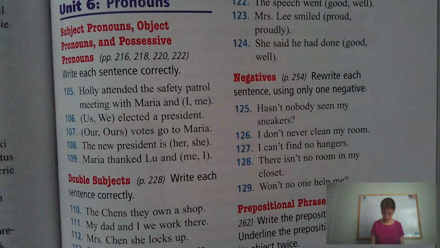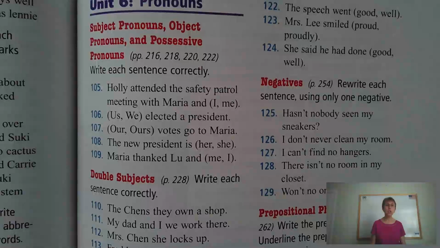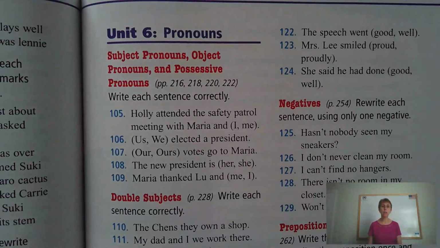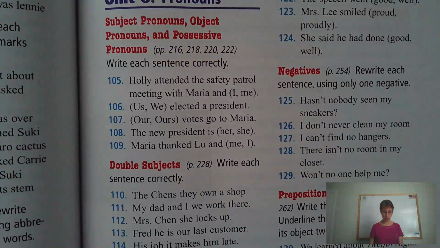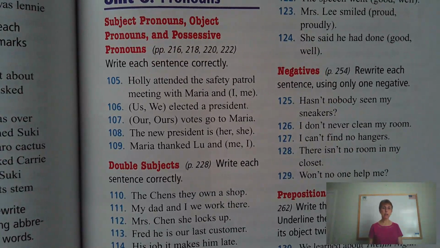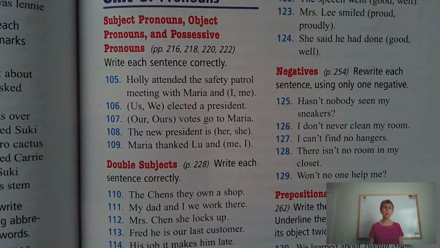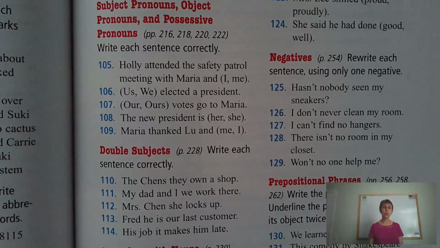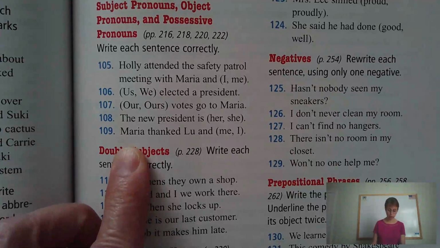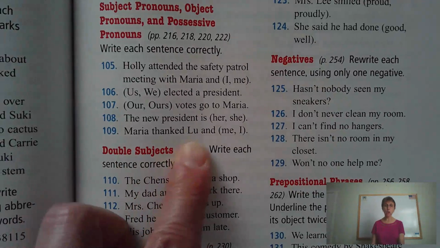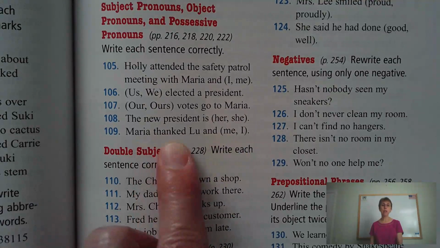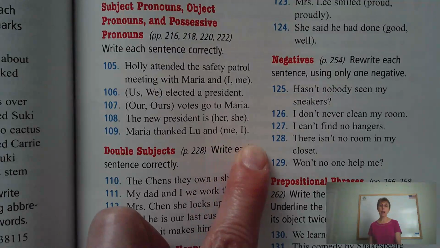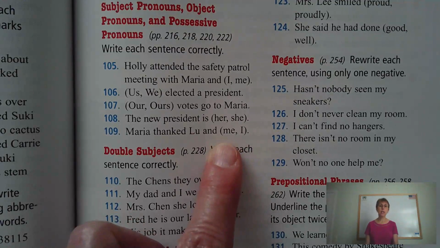Okay, over on page 275, Unit 6, Pronouns. And we start in the first section with the subject pronouns, object pronouns, and possessive pronouns. All right, so it's write each sentence correctly. So number 109, Maria thanked Lou and me, or Maria thanked Lou and I. Okay, in this case, it would be me.